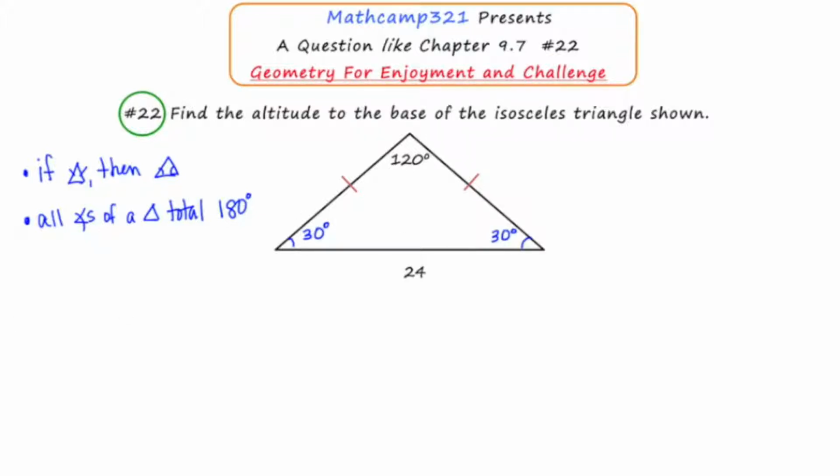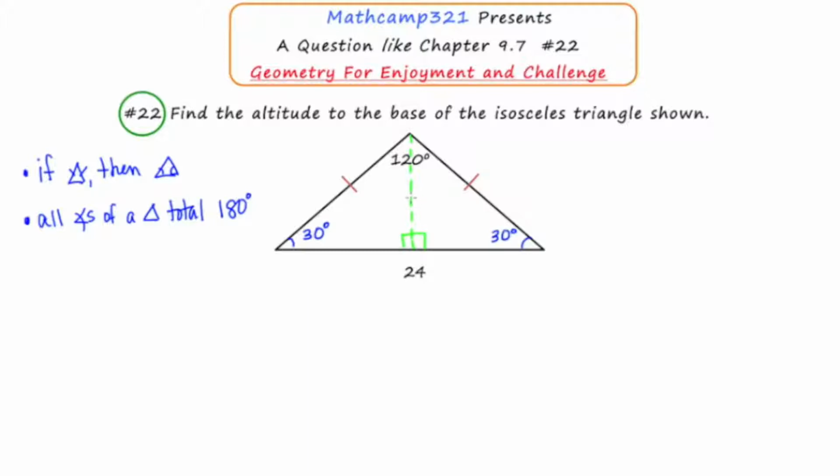Now, the next thing I'm going to do is draw in the altitude, because that's what they're asking us to find. So I need to draw an altitude from the very top, the vertex angle, to the base. Remember that an altitude is a line segment drawn from any vertex of a triangle such that it forms right angles with the side to which it is drawn. So I'm going to draw a line straight down from this vertex angle, and put right angle marks to indicate that it is in fact an altitude.